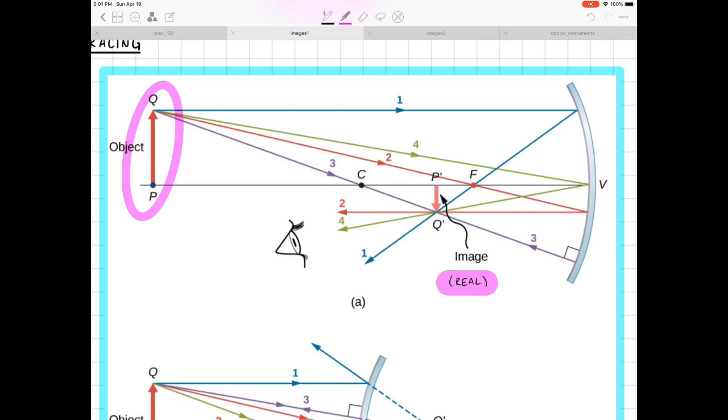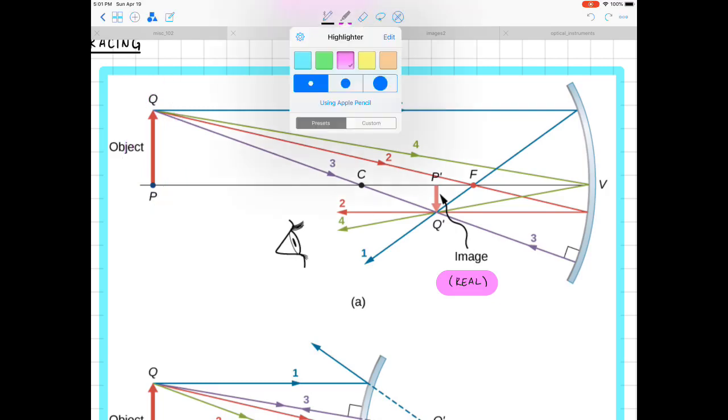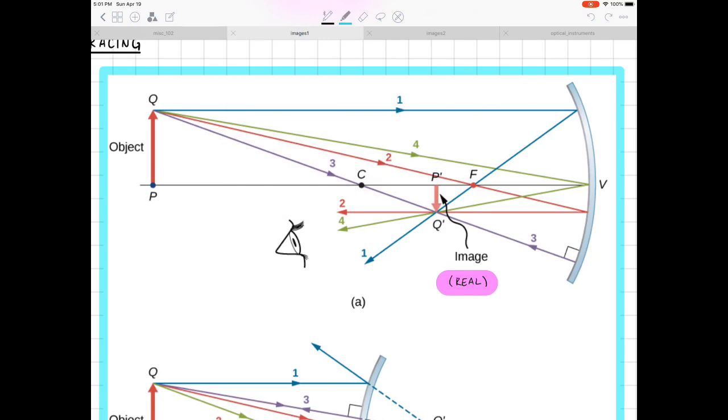So I've got my object, and we're some distance away from our concave mirror here, and we've drawn 4 different rays that we can always draw how they reflect off of the mirror. Ray number 1 is parallel to the optical axis, and that ray will always reflect off of your concave mirror and pass through the focal point. So that's the first ray that you could always draw.